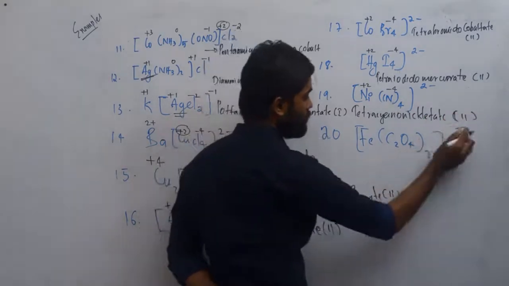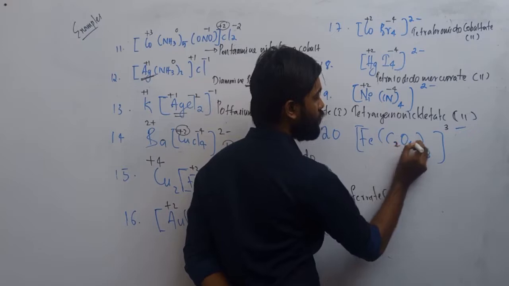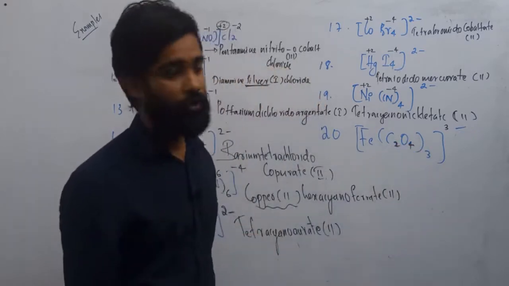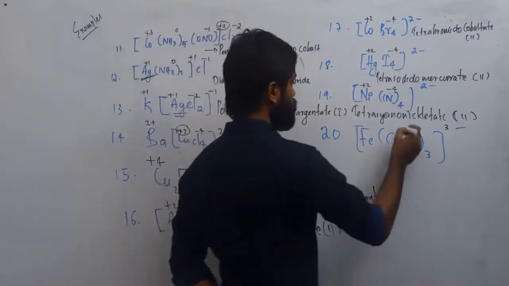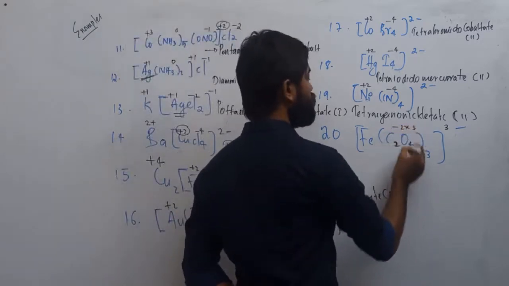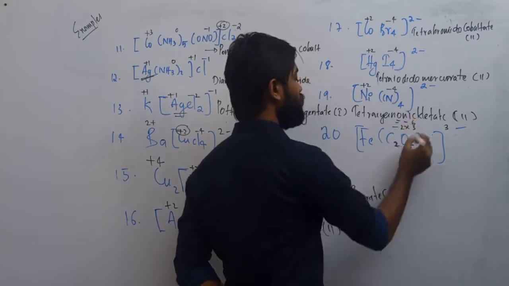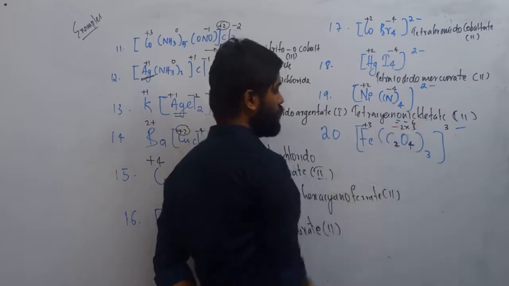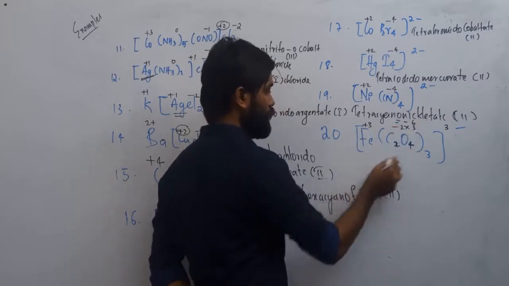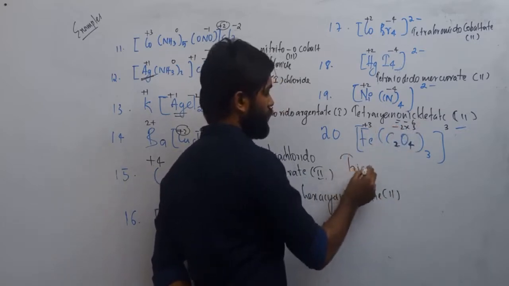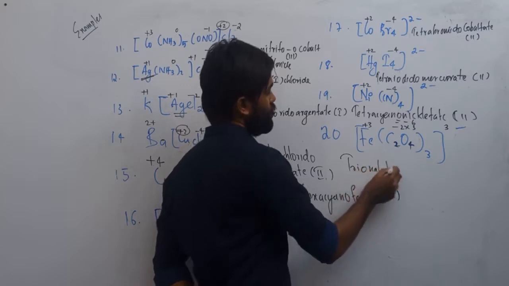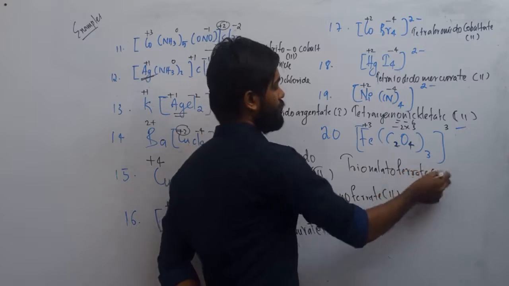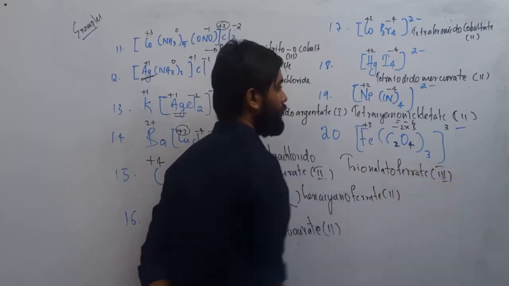All charge -3. This is C2O4. C2O4 means COO, COO, oxalate. Oxalato, otherwise said to be C2O4. So oxalato has a charge of -2, so -2 into 3, -6 is the charge offered by the ligand. Where the outside charge is +3, so this should be -3, and thus the ion should be +3. So this is oxalato. Tri is enough. Trioxalato ferrate 3. Hope you are okay with that.